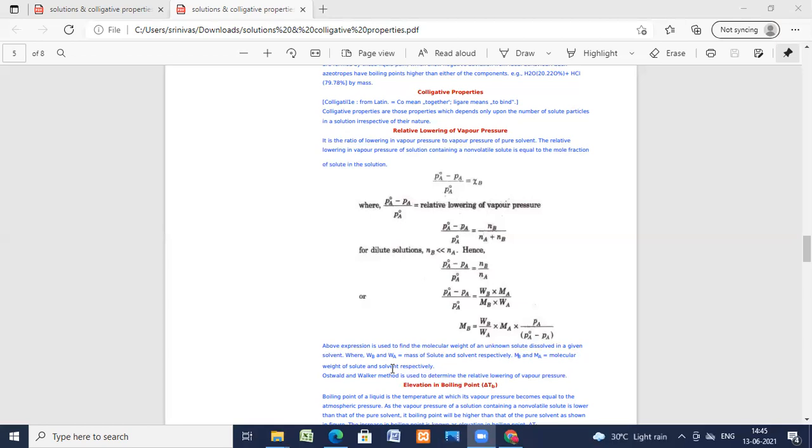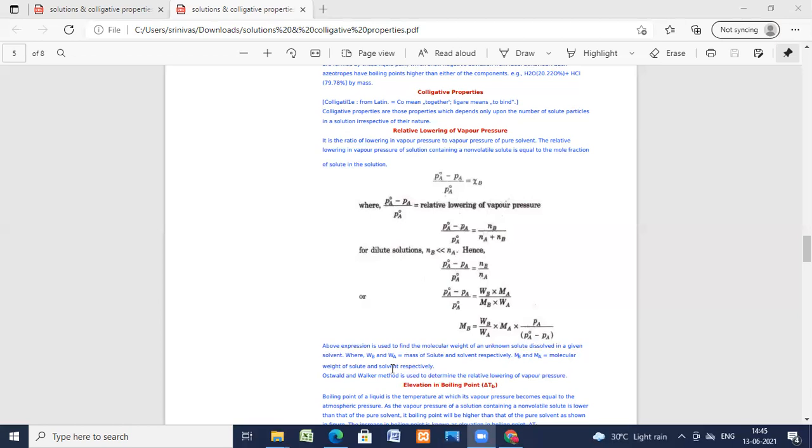So there we can see loss of weight of the solution bulbs and loss of weight of the solvent bulbs measured. Loss in weight of the solution bulb plus loss in weight of the solvent bulb is measured. And depending on this, we get the relative lowering of vapor pressure. So relative lowering of vapor pressure is equal to loss in weight of the solvent bulb by loss in weight of both the solvent and the solution.